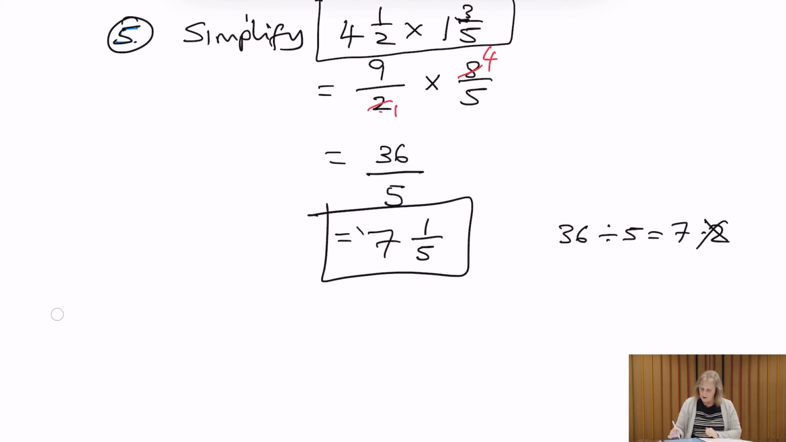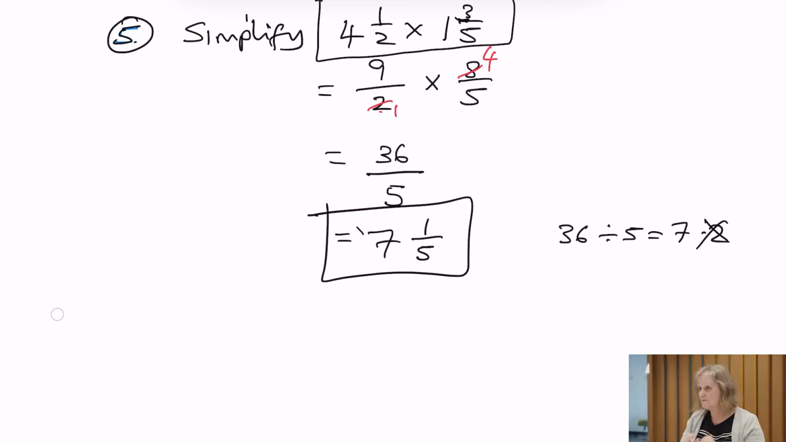So now, writing the answer, instead of writing it as an improper fraction, 36 over 5, we can write it as a mixed number, 7 1/5. And that's all we need to do. So multiplication, much easier. We do not need to have a common denominator when we're multiplying and therefore dividing. So we haven't got that step, which makes it a lot easier to do multiplication of fractions.